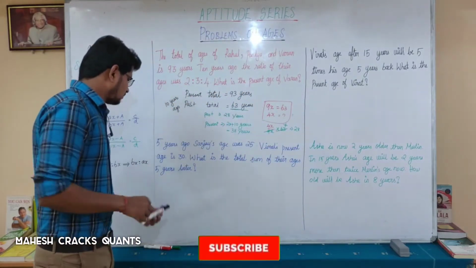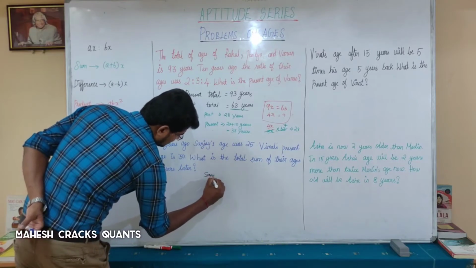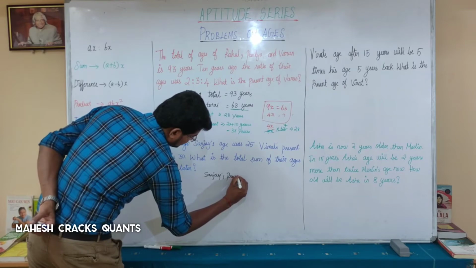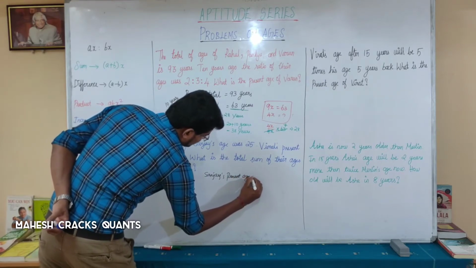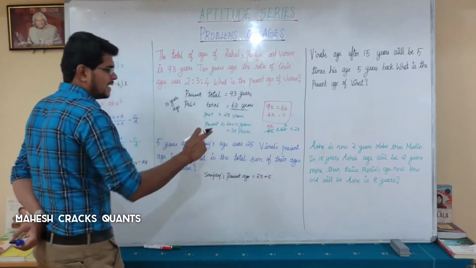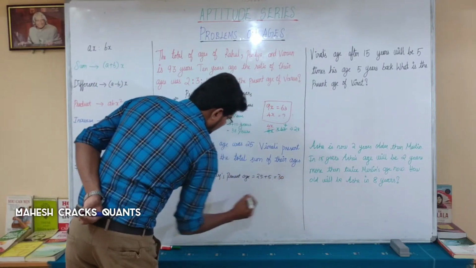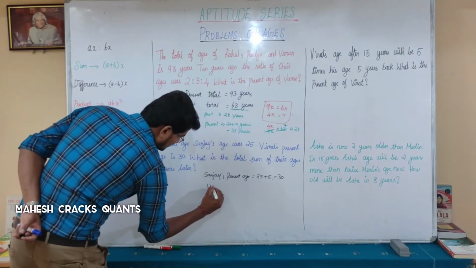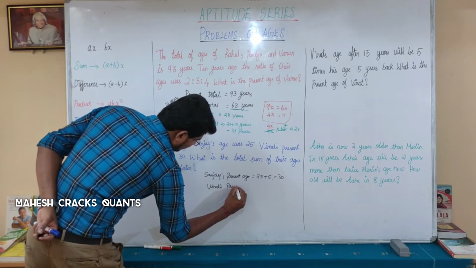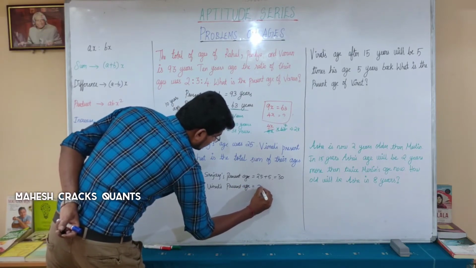Take it down. Sanjay's present age is 25 plus 5, because 5 years back his age was 25. Now his age is 30. And Vimal's present age is 30.